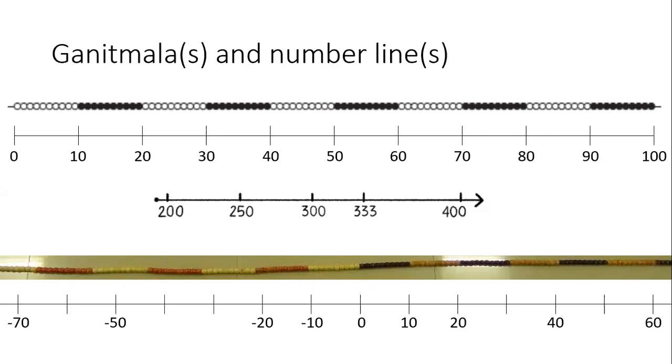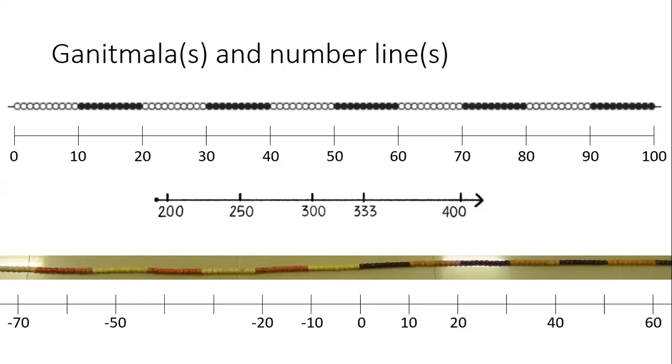The bottom Ganitmala is a double Ganitmala, and you can see that it's made out of 4 kinds of beads, and below it I have tried to place the whole number line, positive and negative part. Because it was a picture taken, the amount did not match the picture so well, but it gives you a sense of how the Ganitmala is related to number lines.